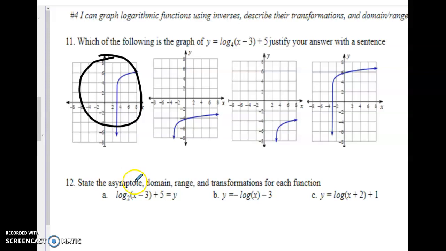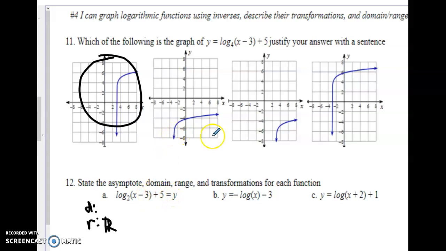Number 12, we're going to again look at the asymptote, domain, range, and transformations, only this time we're looking at log functions. So I'm going to start with the domain and range again. You note that on a log function, the domain is the one that's limited. Usually the domain goes from 0 to infinity, and the range is the one that's just all reals. So I'm just going to write that down because I know the range is going to be all reals. But here, the domain, how is that affected by this equation right here? Well, the equation makes it go to the right 3 and up 5.